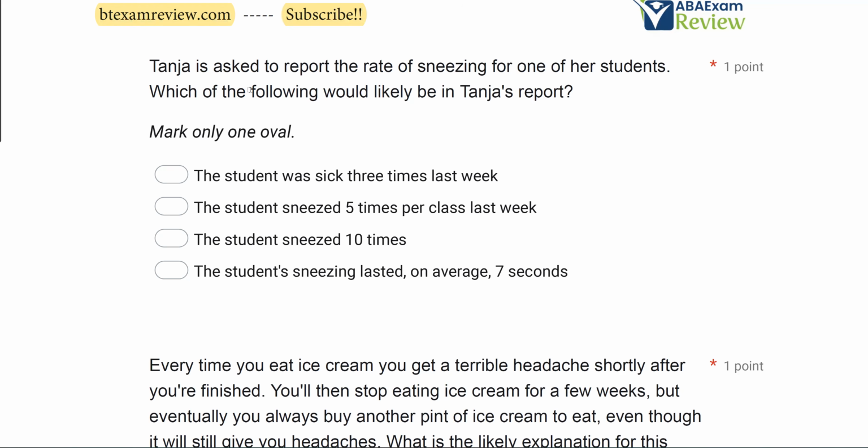Tanya is asked to report the rate of sneezing for one of her students. Which of the following would likely be in Tanya's report? So we're looking at Tanya, and what is Tanya needing to do? She needs to report the rate of sneezing. So that is our measurement. This is a measurement question. And identifying what measurement you're using is obviously very important because rate is going to tell us a lot. We're looking for some sort of frequency per time measure because rate is just frequency over time, and specifically in regards to sneezing. So which of the following is Tanya going to report?